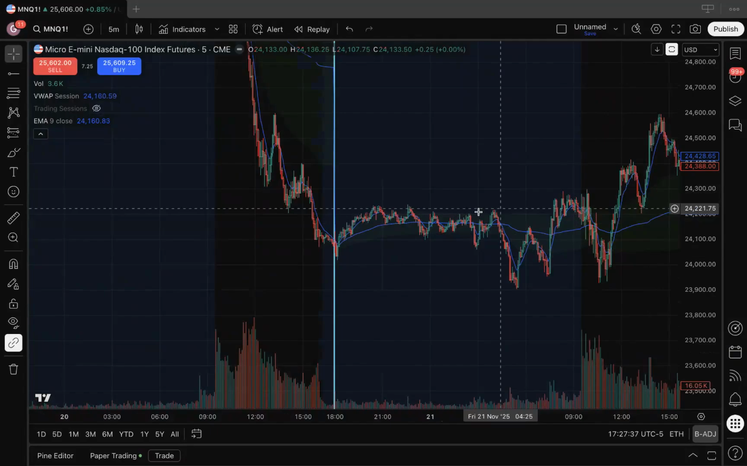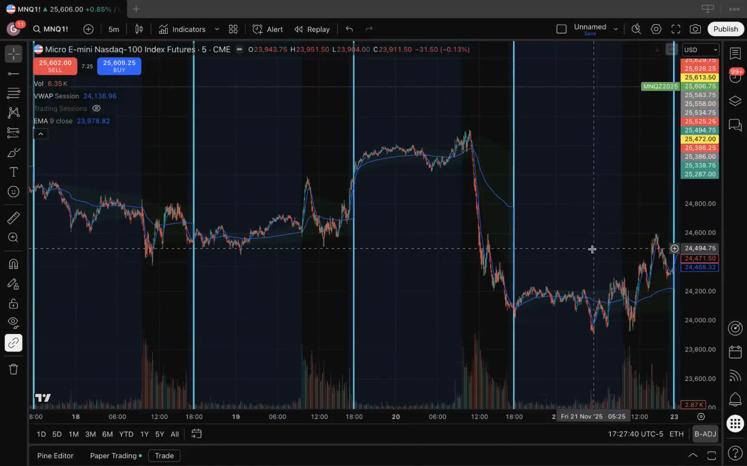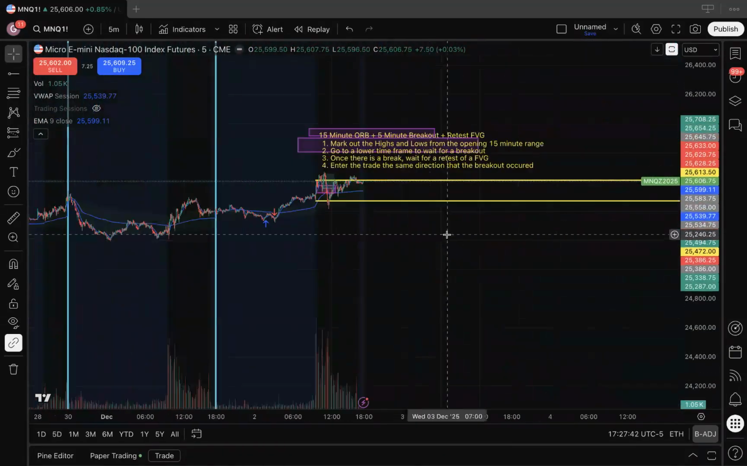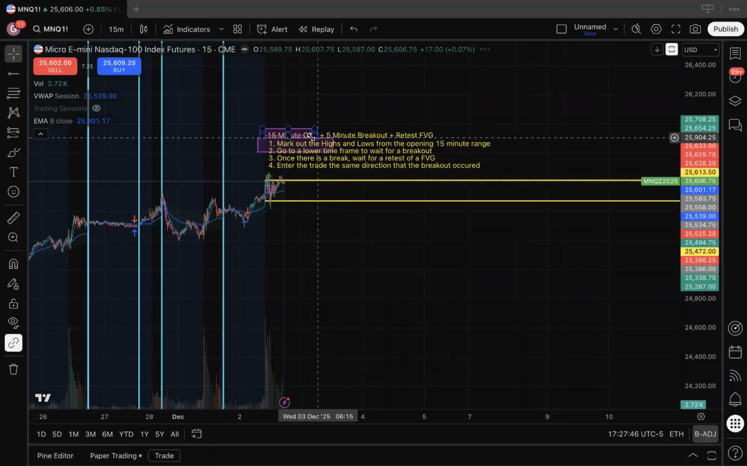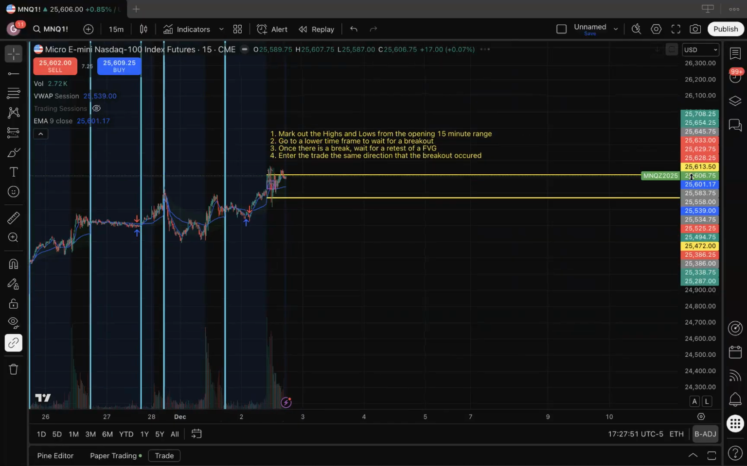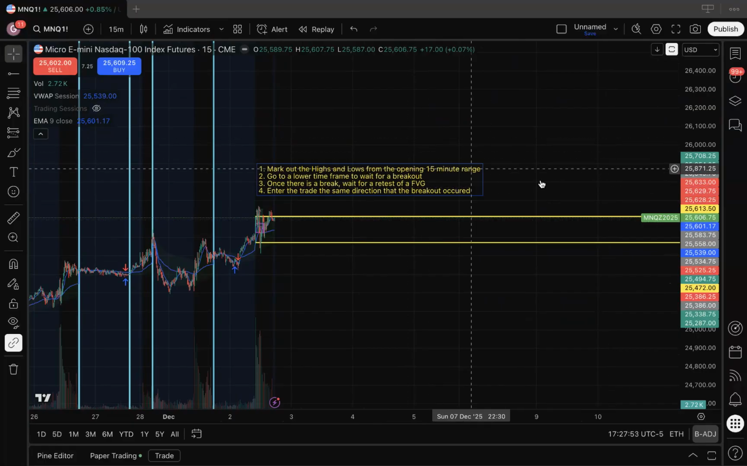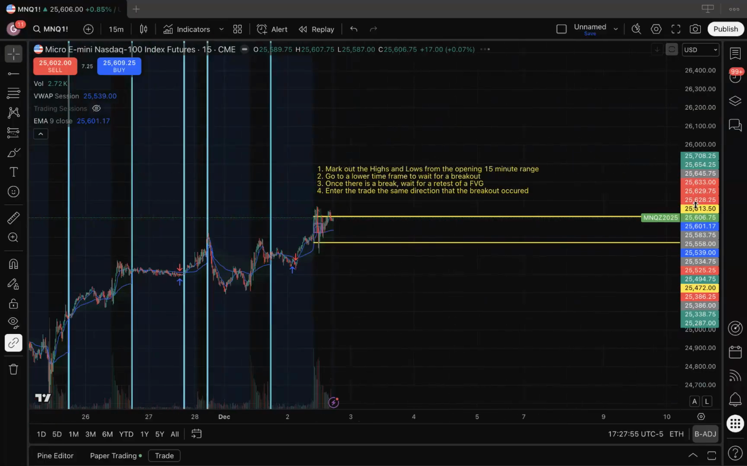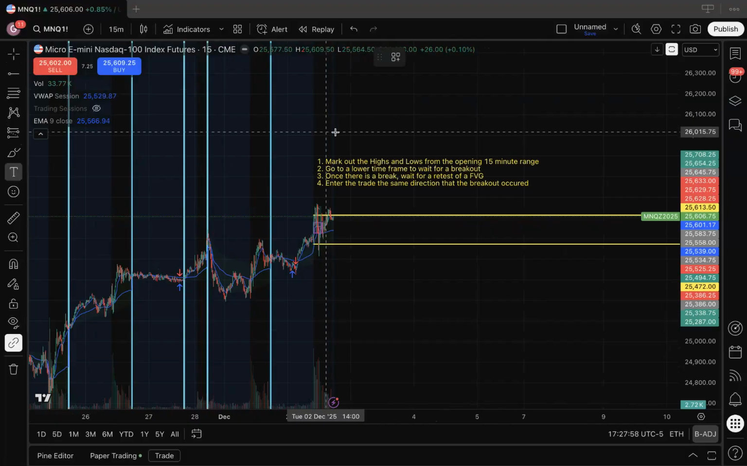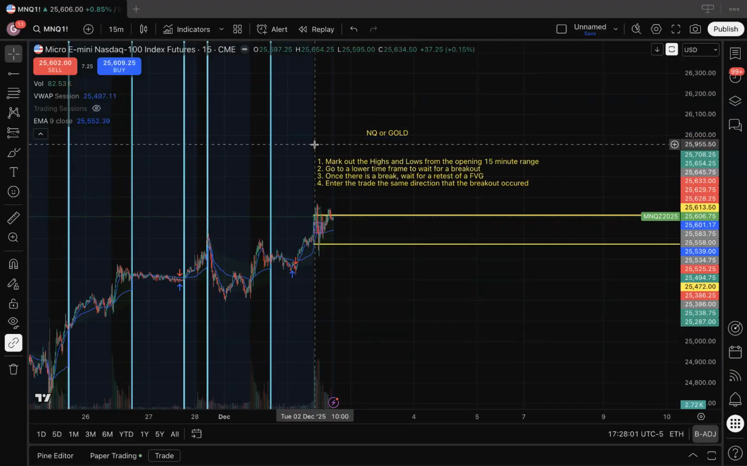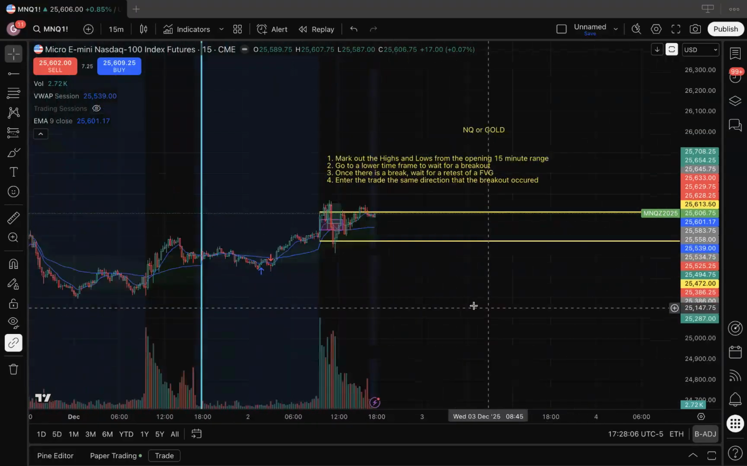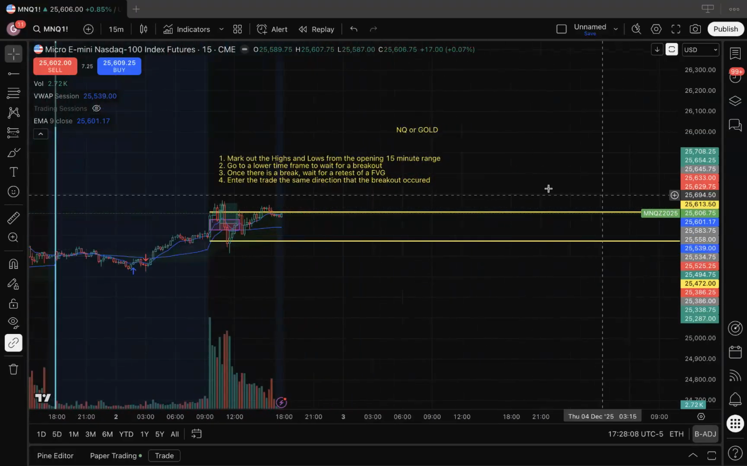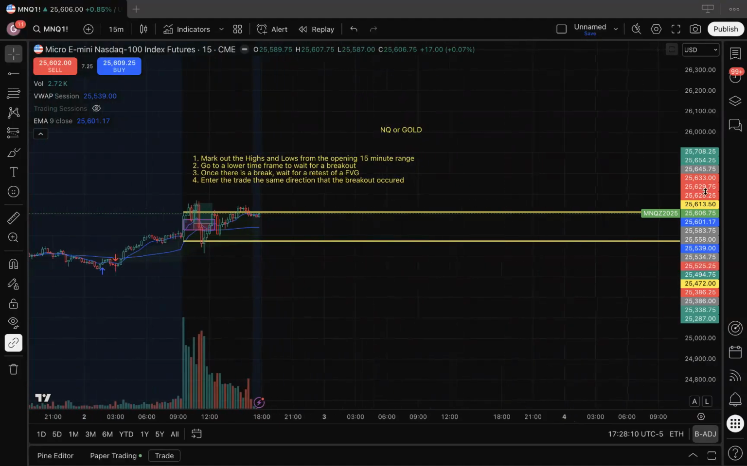This strategy, I forgot to mention in the beginning, not only works on NQ, which is what I trade on, but it also works on gold. I know some people do this on other things as well, just regular stocks, but I usually do this on NQ or gold, but you can do it on a lot of different things. Okay, but usually I use NQ or gold. So that kind of explains the strategy that I use whenever I'm trading this.